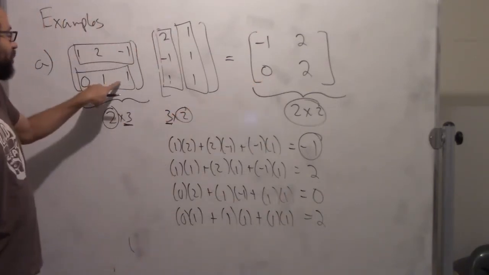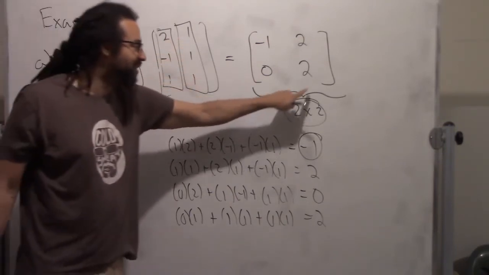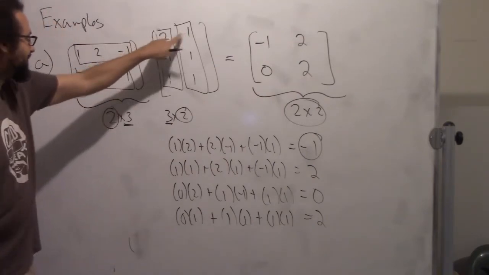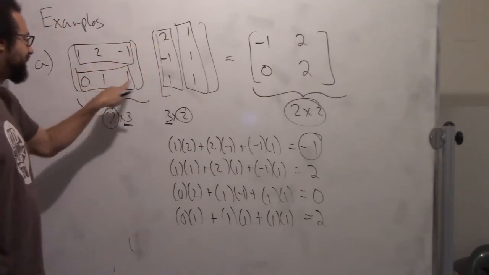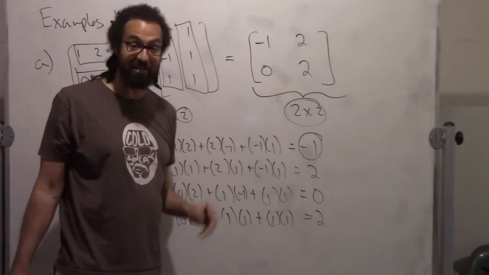And then I take row 2 and column 2. That's going to go in the 2, 2 entry. And what is that? It's 0 times 1, 1 times 1 plus 1 times 1. Add it all up, you get 2. So that's what goes in the last entry.